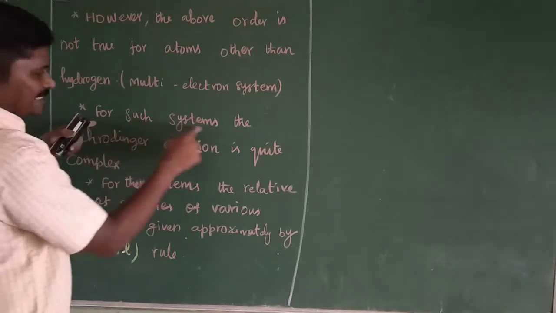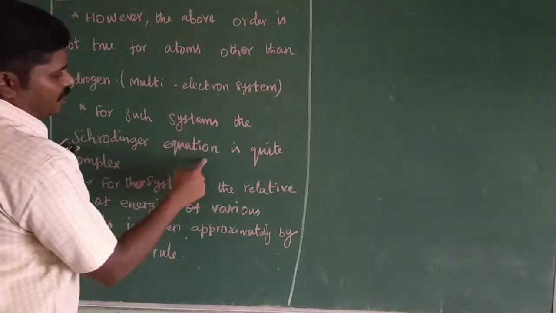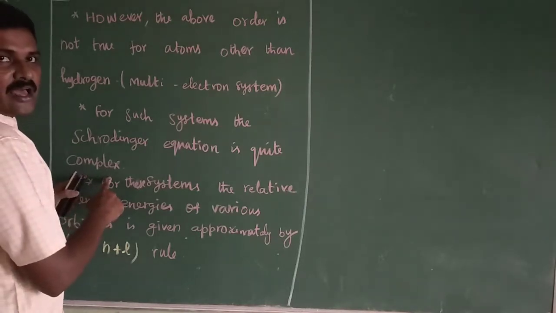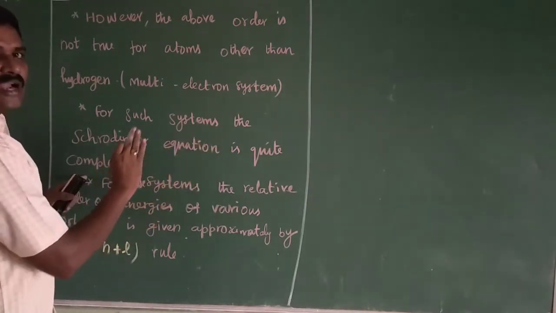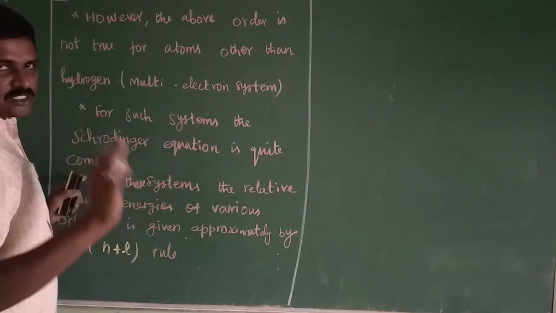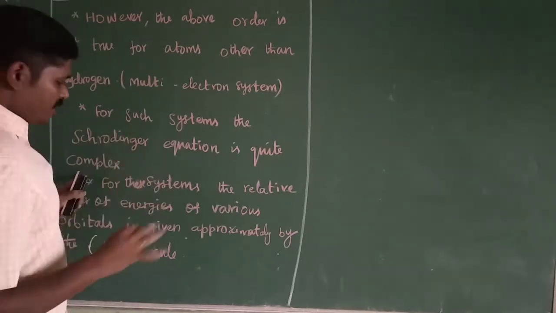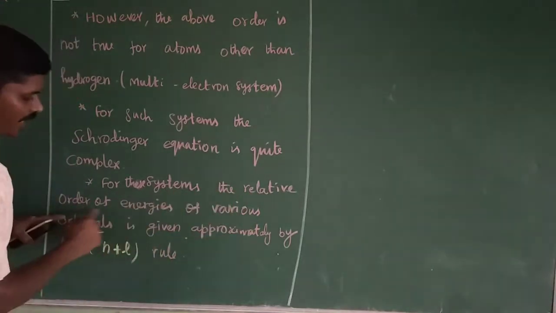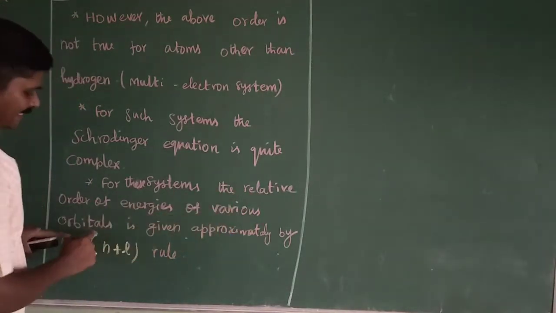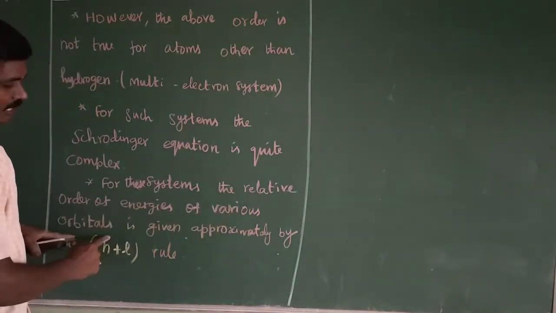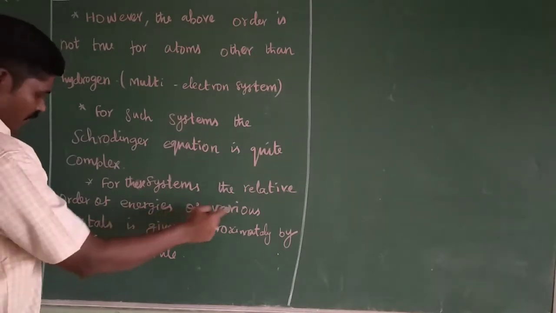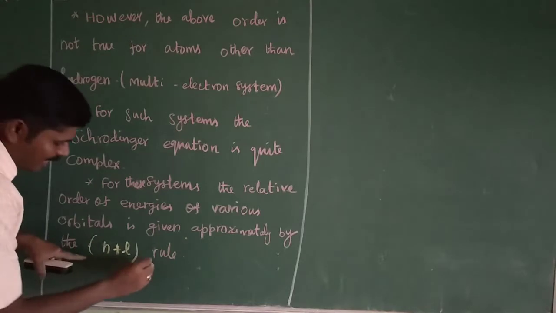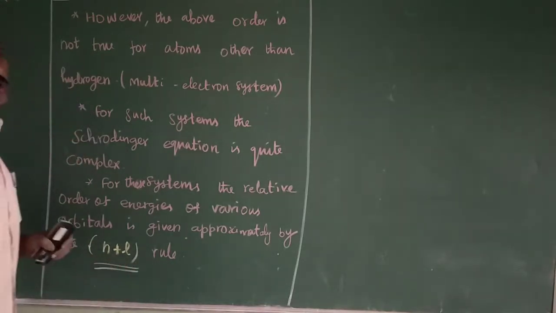For such systems the Schrödinger equation is quite complex. Explaining them using the Schrödinger equation is very difficult. For these systems the relative order of energy of various orbitals is given approximately by the n plus l rule.